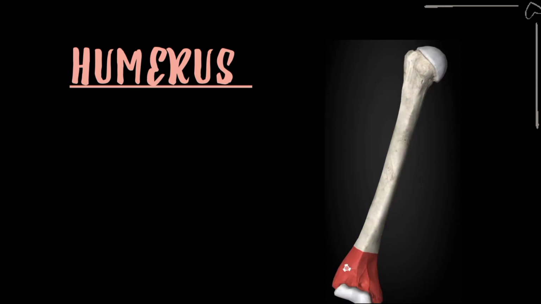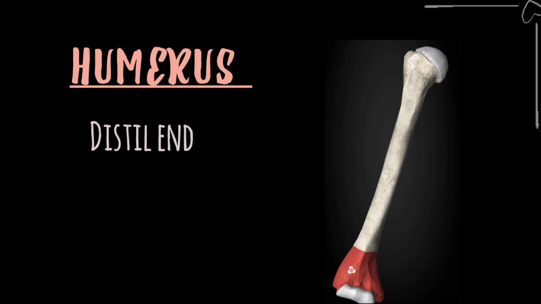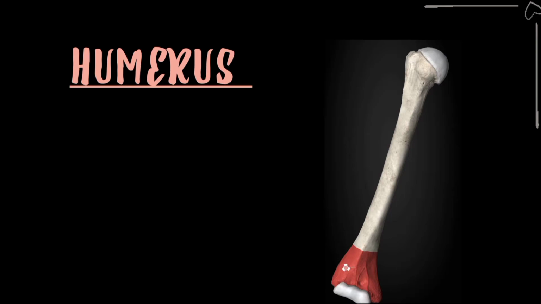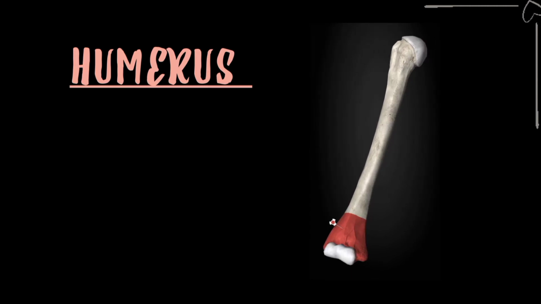Now this is the distal end or the lower end of the humerus bone, which has the condyles over here, and they are going to be articulating with the radius and the ulna respectively to form the elbow joint. Now let's discuss the borders and the surfaces of the humerus bone.